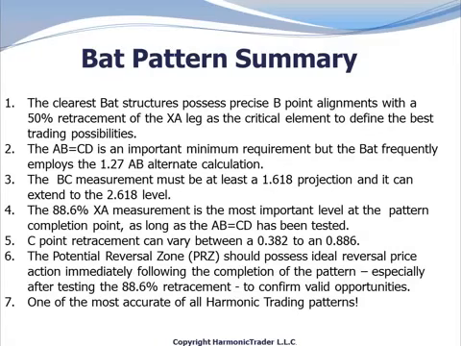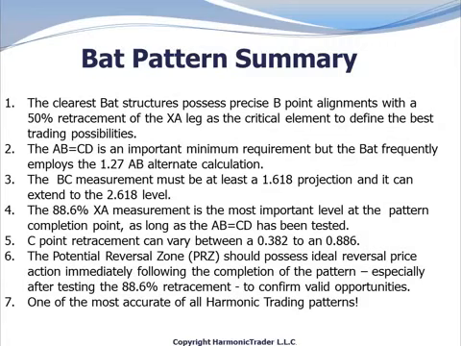The BC measurement must be at least a 1.618 projection, but it can extend to as far as the 2.618. The .886 XA measurement is the most important level at the pattern completion point, as long as the minimum equivalent AB equals CD has been tested. The C-point retracement can vary between a .382 and an .886.